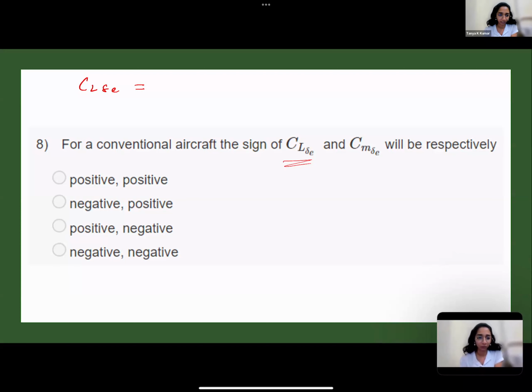This is not going to work if none of you try. One of you just try. I'm not saying it has to be right. Just try. What is CL delta E? What is CL? CL is coefficient of lift. Okay. What is delta E?